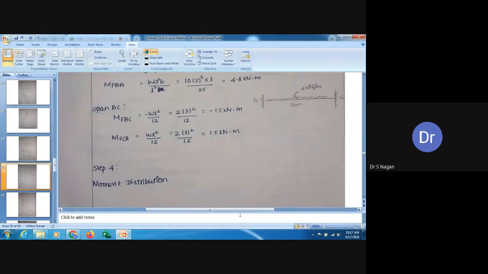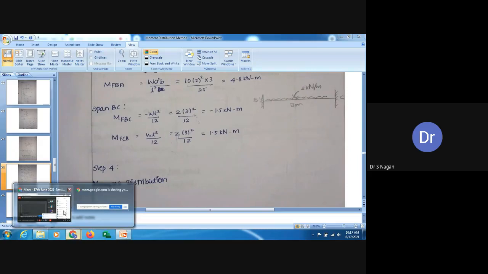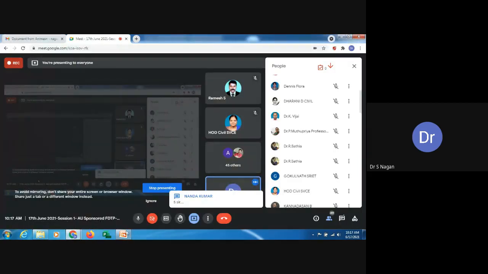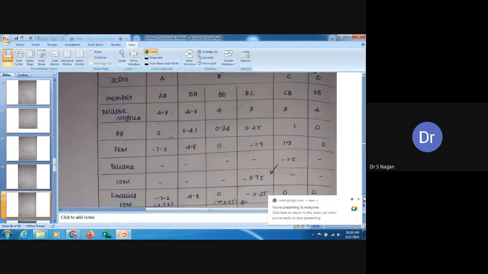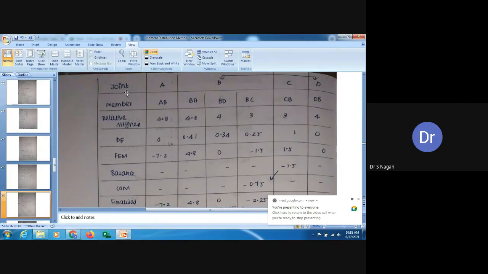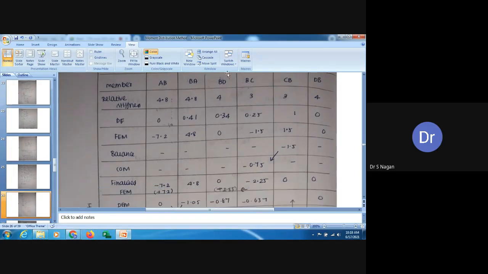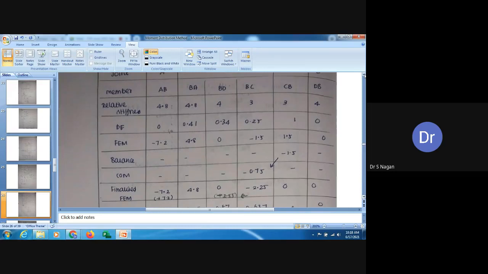So now we'll see moment distribution. Please see the moment distribution table, how we are proceeding. First write joint A, B, C, D. At joint A we have AB. At B, there are three members meeting.